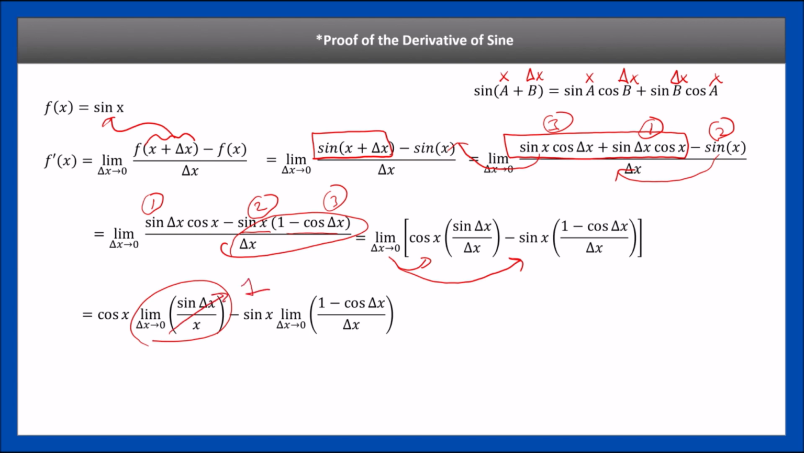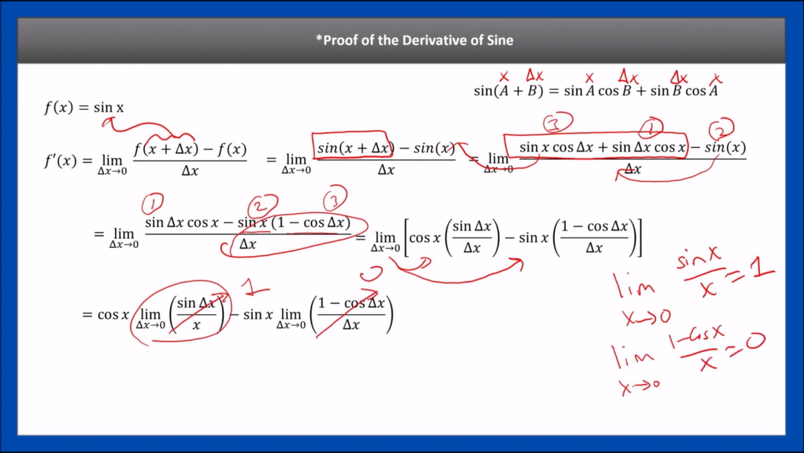This was in one of the previous lessons about limits involving trig functions, right? So the rule is the limit as x approaches 0 of sine of x over x is 1. And then the limit as x approaches 0 of 1 minus cosine x over x is 0. So this actually turns into 0. Okay, so pretty neat. And then when we do that, this is going to go away. So the derivative of sine of x is cosine.